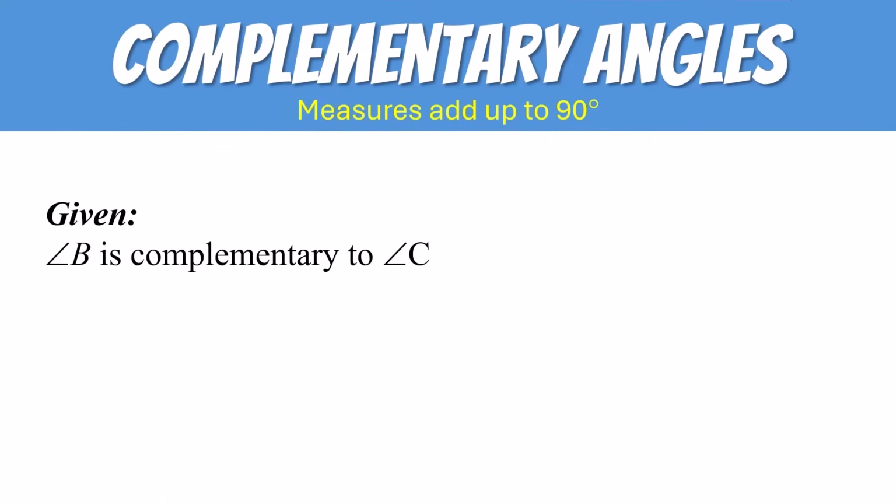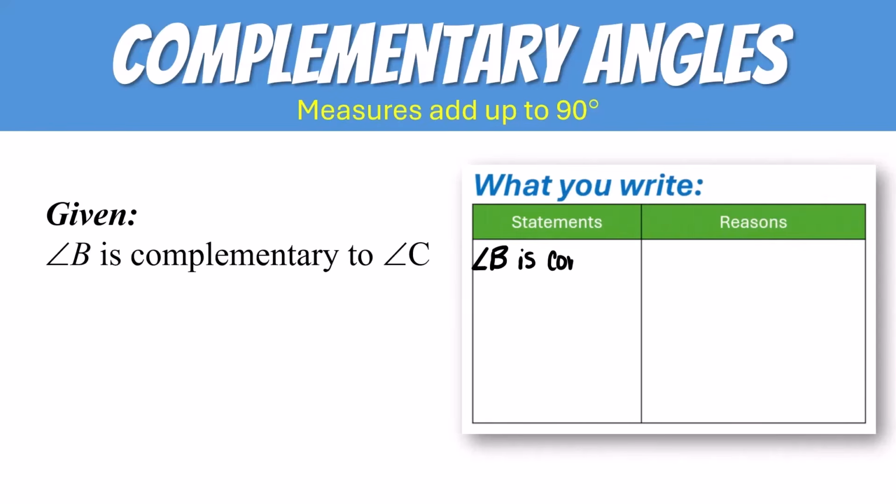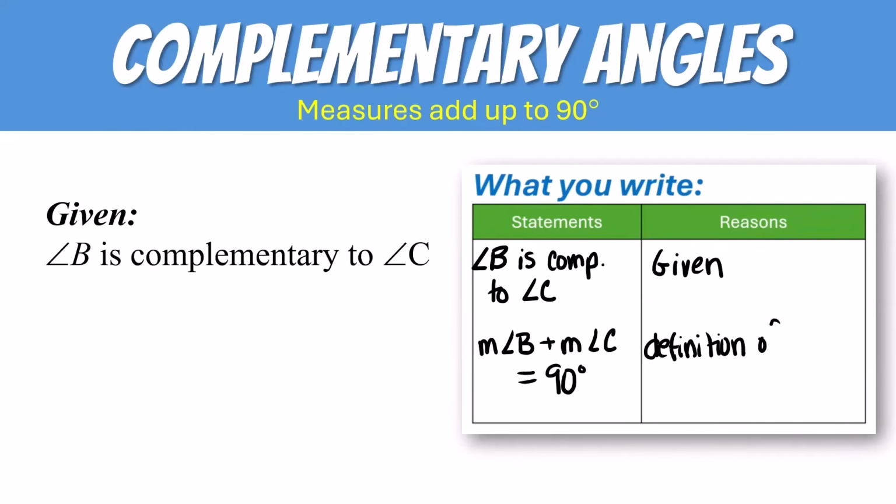It's going to work exactly the same way for complementary. It's just the numbers are going to be a little different. So B is complementary to C, that is given, and then when we add their measures, they're not going to add up to 180, they add up to 90. That is the definition of complementary, and that's how you handle that when you see that coming up in your proof. Most students think these two things mean the exact same thing, but in a proof, this is like using the name of the angle, this is using the measure of the angle.